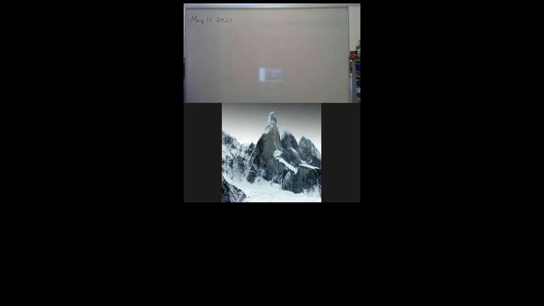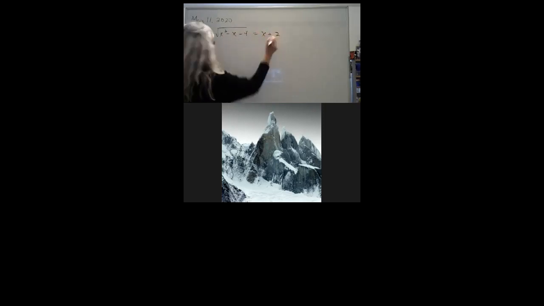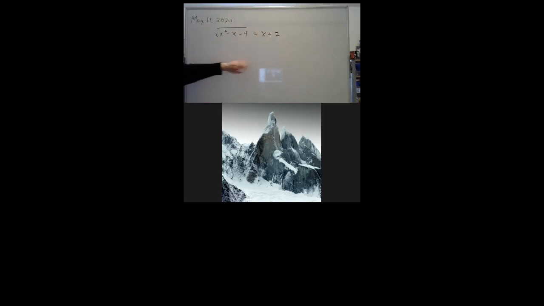Okay, let's get a little more complicated. So let's solve the square root of x squared minus x minus 4, and that's going to be equal to x plus 2. One of the reasons that this problem is different is all of a sudden we see an x outside of the radical, which didn't happen before. We also see an x squared sitting inside the radical, so that got us a little worried.